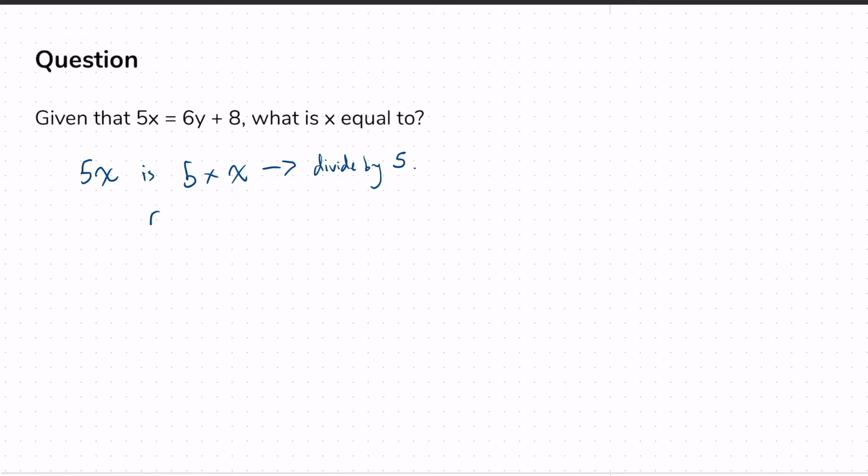So 5x divided by 5. If we do it to the left-hand side, we have to do it to the right-hand side as well. So 5 divided by 5 is 1. x is equal to (6y plus 8) over 5. And we can't simplify this anymore because it's a binomial. There are two variables. I don't know what y is, and if I don't know what y is, I can't simplify this any further.